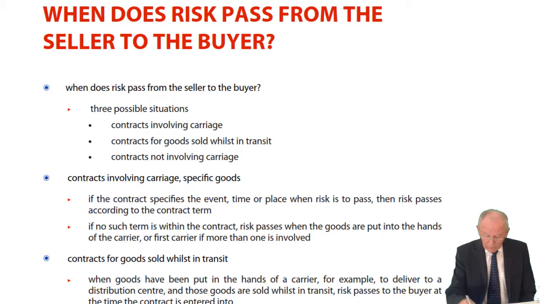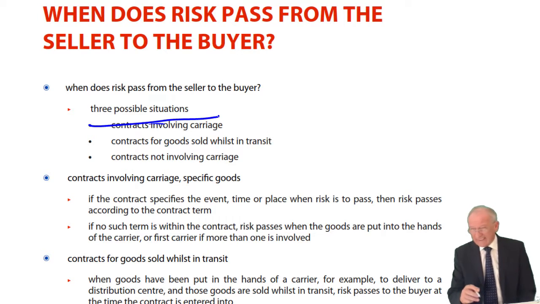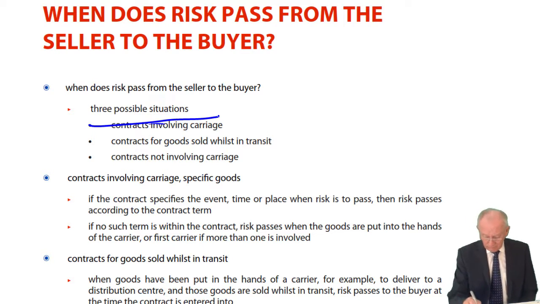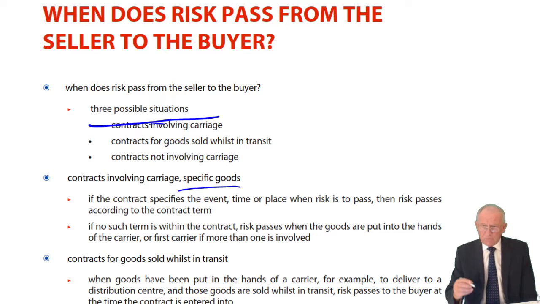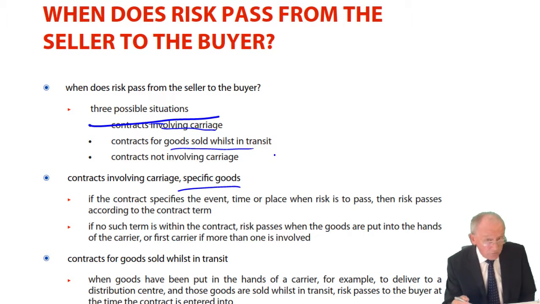And we have here three possible situations. Well, in fact, we've probably got more, because I'm looking at specific goods down here, but we've also got the problem of unascertained goods. It's not in the notes, but bear in mind what I'm about to say, because we can apply that to contracts that do involve carriage, contracts for goods sold whilst in transit, and contracts not involving carriage. So all these three situations can apply to specific and or unascertained goods. But I'm only dealing with specific goods.